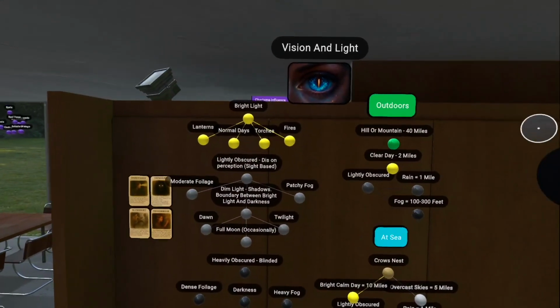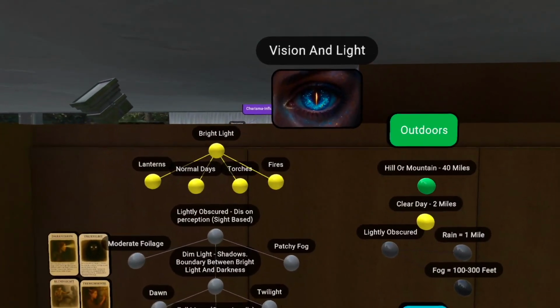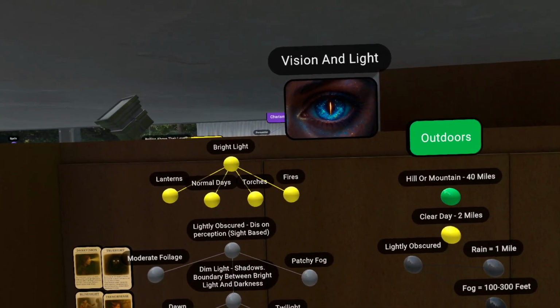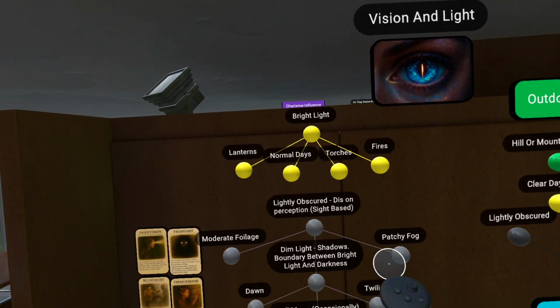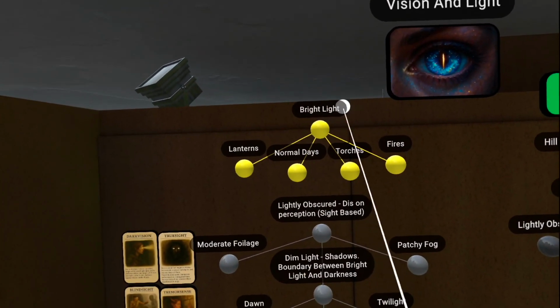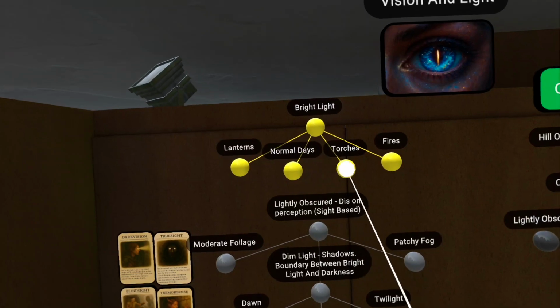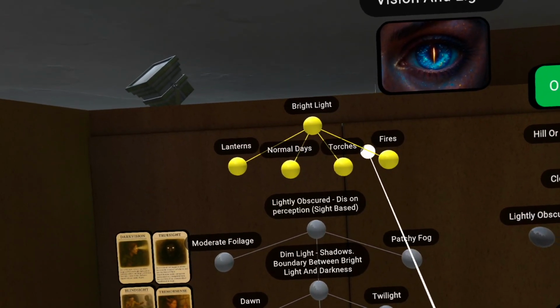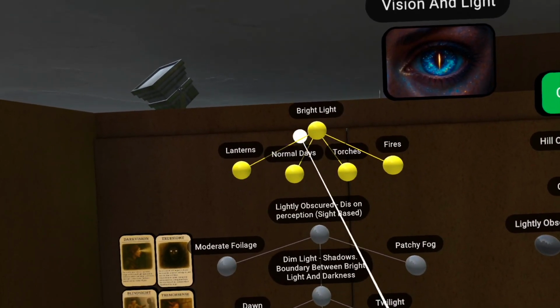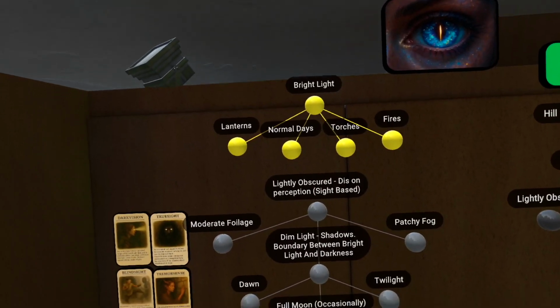So here we have vision and light, okay? For the mechanic of vision and light. So this is just showing you, for example, bright light is caused by lanterns, normal days, torches and fires. Okay, these are all of the situations where you would be in bright light.